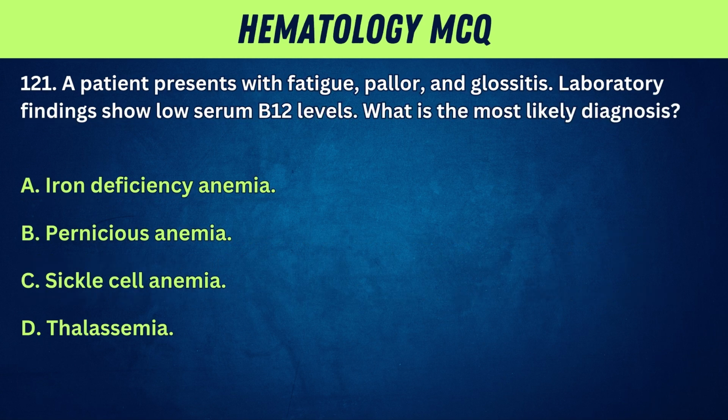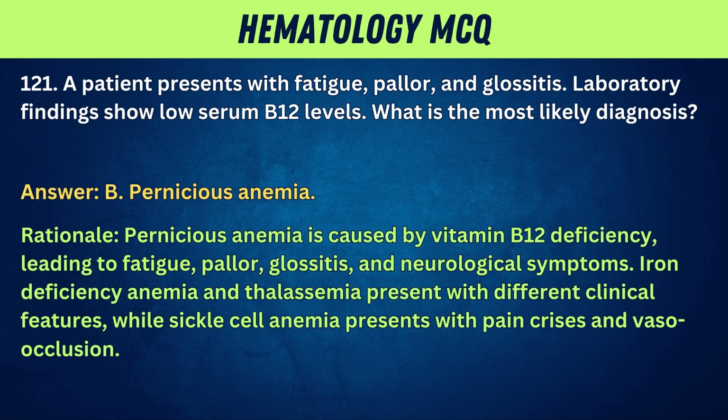121. A patient presents with fatigue, pallor, and glossitis. Laboratory findings show low serum B12 levels. What is the most likely diagnosis? A. Iron deficiency anemia. B. Pernicious anemia. C. Sickle cell anemia. D. Thalassemia. Answer: B. Pernicious anemia.